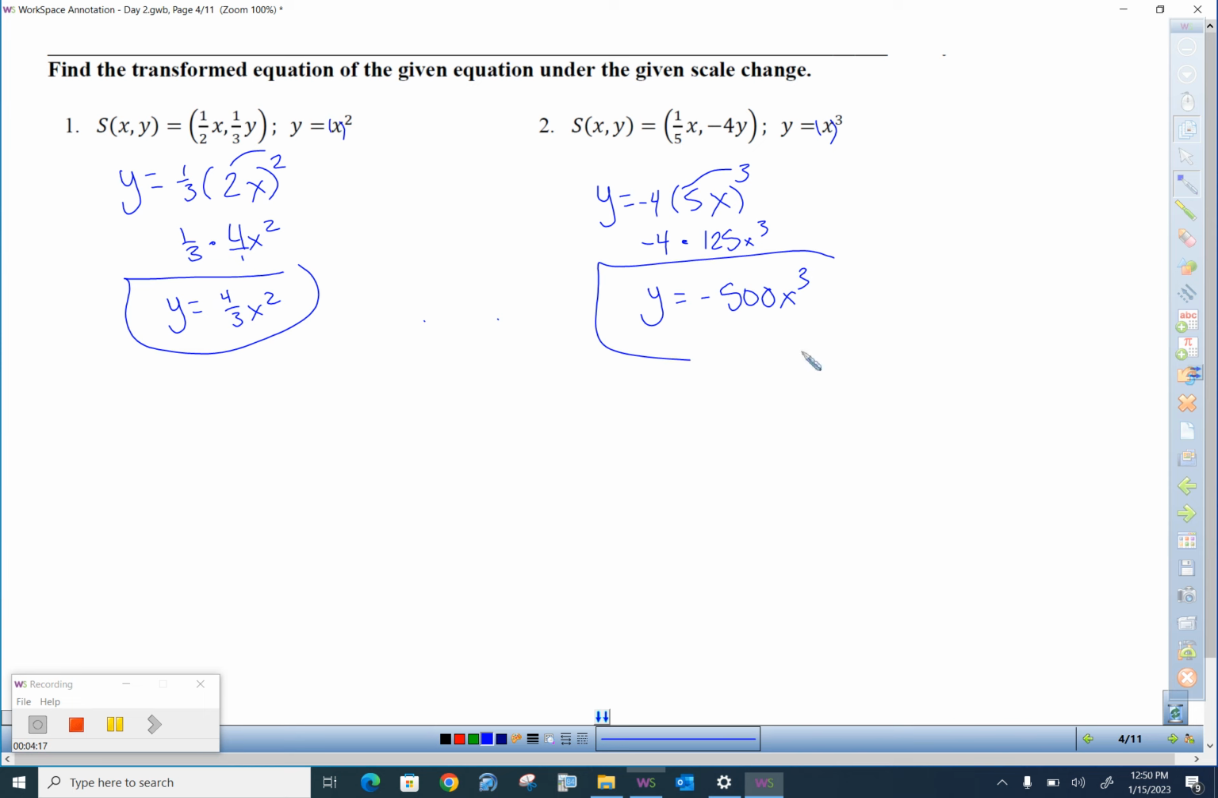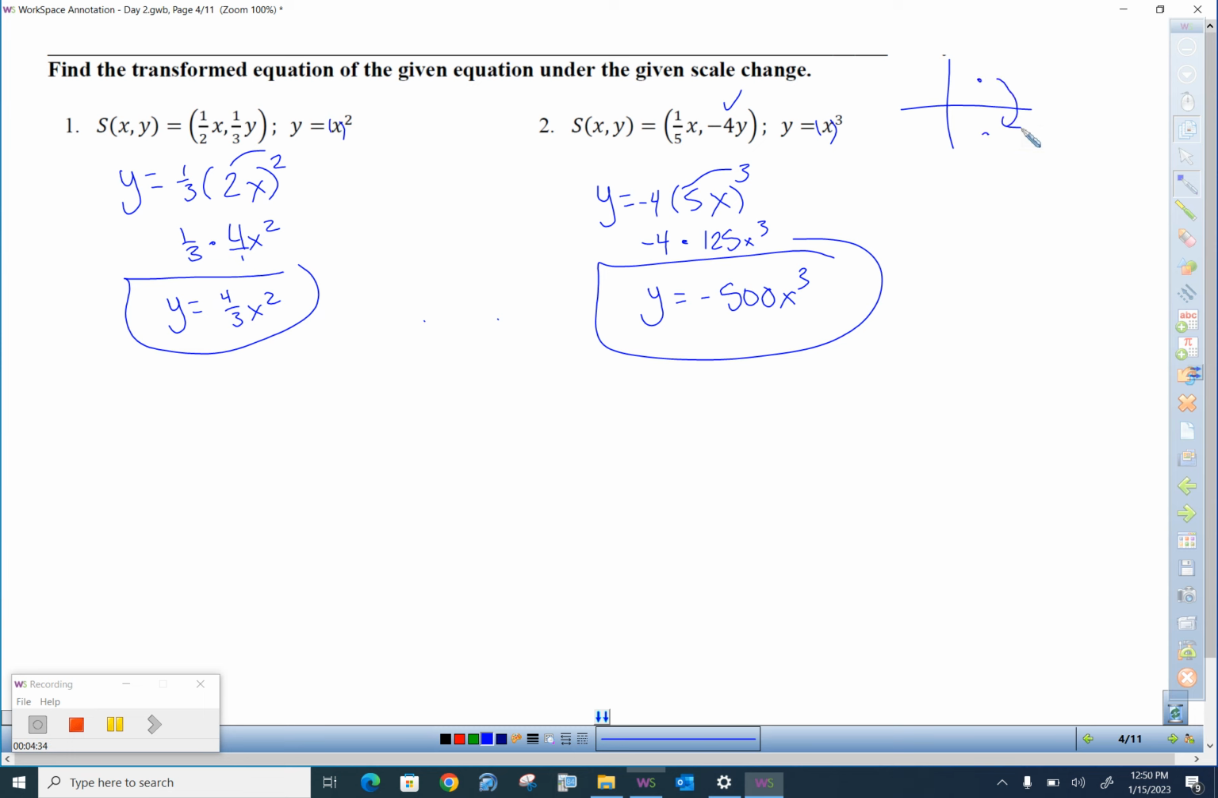Okay, so that's to say when we multiply the x values by 5 and multiply the y values by -4, in the case of a cubic, what that really does is reflect over the x-axis, which makes sense here. The y value went from positive to negative.